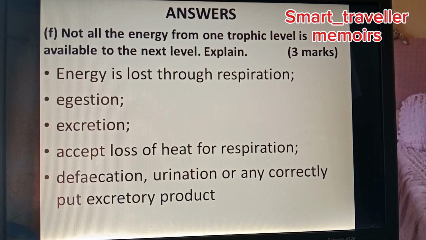Not all the energy from one trophic level is available to the next level. Explain. I'll briefly first just mention the key things you mention. As a student, you just say energy is lost through respiration, ingestion, excretion, heat. For respiration, you accept defecation, urination, or any correctly put excretory product.